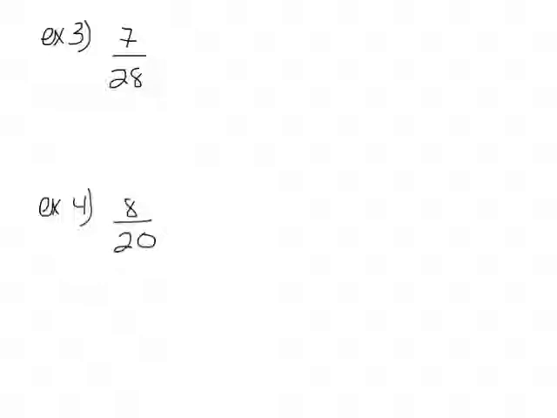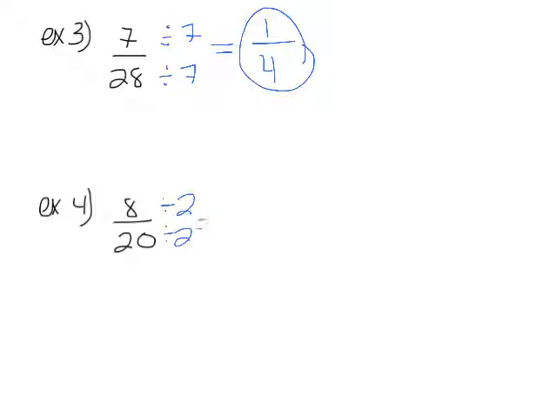Go ahead and pause the video and try these two on your own. So for the top one, I'm going to divide by 7 because 7 is a factor of both of the numbers, and I'm going to get 1/4, and that's in simplest form. And for my bottom one, I'm going to just divide by 2 this time, and I get 4/10, and I see that 2 is another factor of 4/10, so I can divide by 2 again to get 2/5.